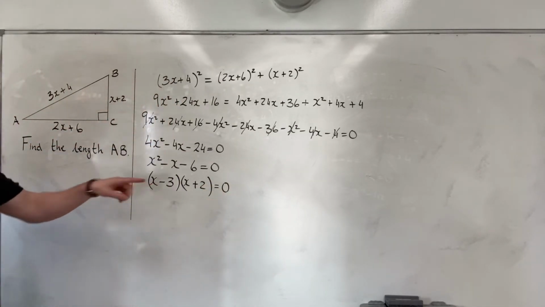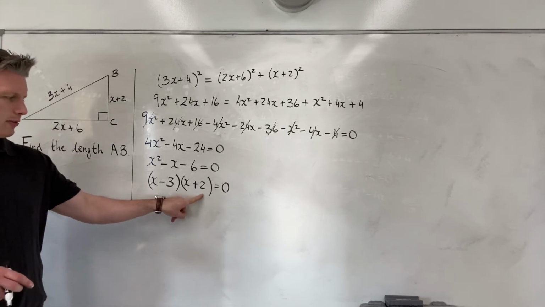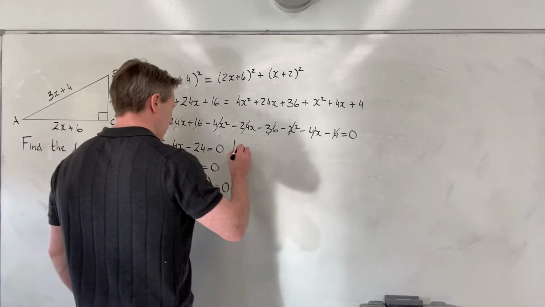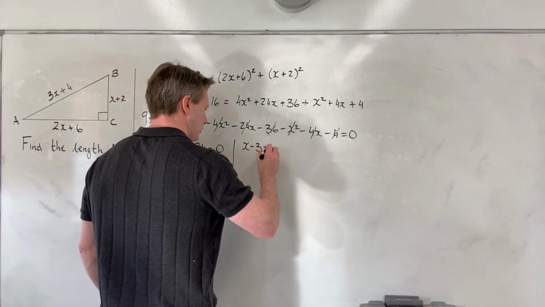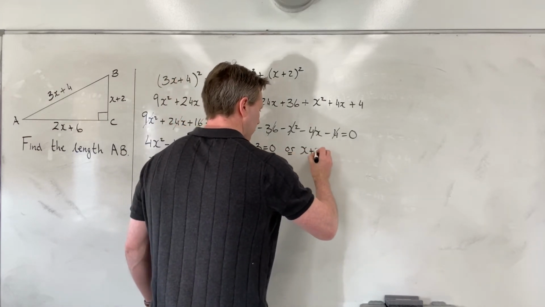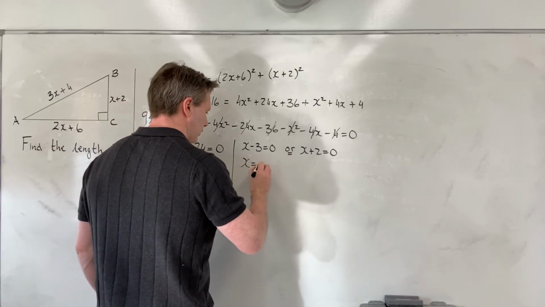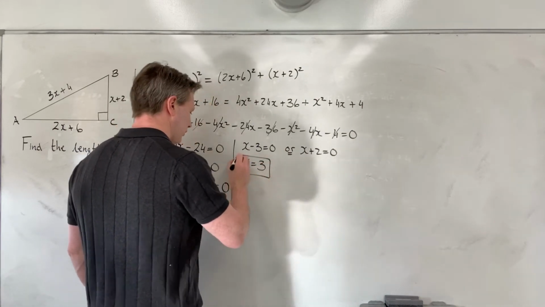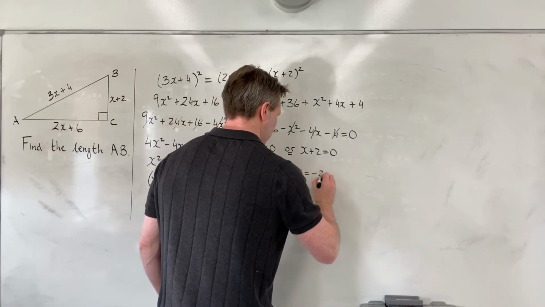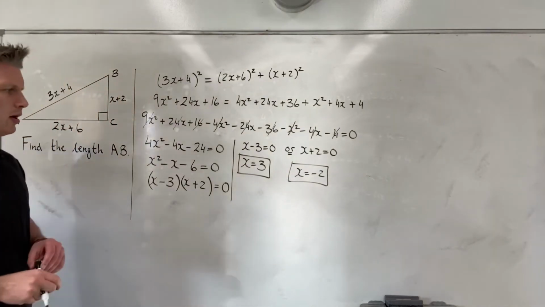So in order to solve this then, we have that the quantity x minus 3 times the quantity x plus 2 is equal to 0. It follows then that either x minus 3 is equal to 0 or x plus 2 is equal to 0. Solving this, I get that x is equal to 3. That is one of my solutions. Solving this, I get x equals negative 2. That is another solution to that quadratic trinomial.